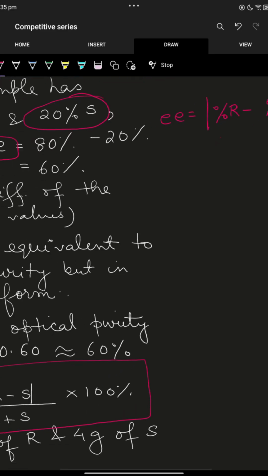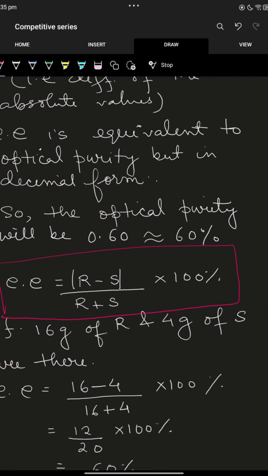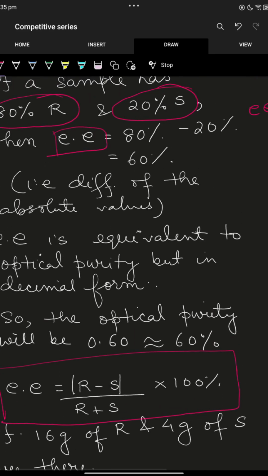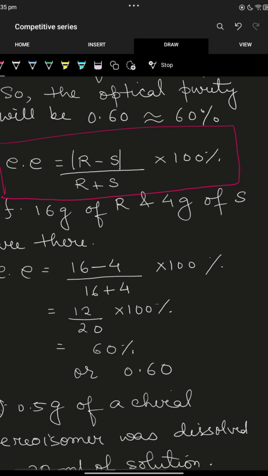So mod is given. Next, enantiomeric excess is equivalent to the optical purity but in decimal form. That is, if I say 60%, then optical purity will be 0.60. If you express it in decimal form, that is the optical purity. Enantiomeric excess is also given by this formula: the difference in the two, R minus S, divided by the total of the two, into 100.